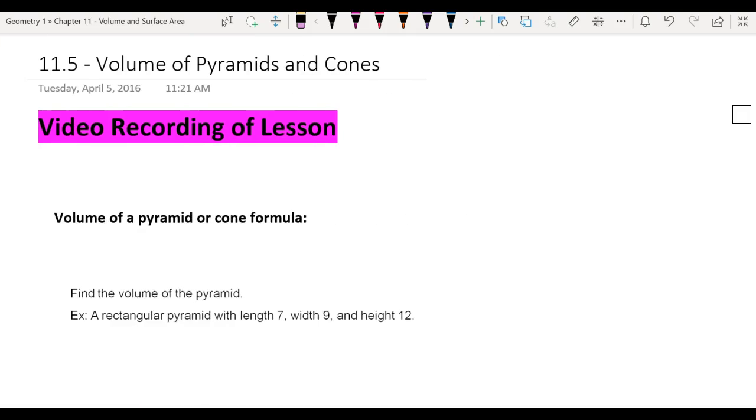All right, 11.5, volume of pyramids and cones. So we just talked about this. The volume of a pyramid or cone formula is going to be the same one we had yesterday, but you're going to times it by 1/3. Now the big B is the volume formula that most textbooks use, but remember I like to use big A instead, meaning area. It's the area of the bottom times the height of your pyramid or the height of your cone.